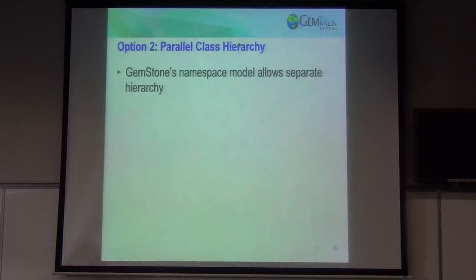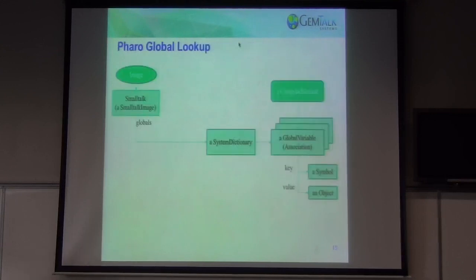GemStone has a namespace model that allows you to have parallel hierarchies of classes. So let's take a look at what it would mean to use this namespace model. To understand it better, think of how Pharo and other Smalltalks have a namespace lookup. You start with your image, there's something in your image, an instance of Smalltalk image that's bound to Smalltalk.